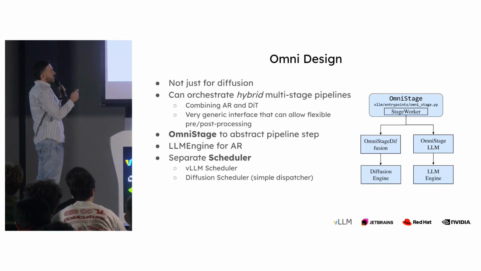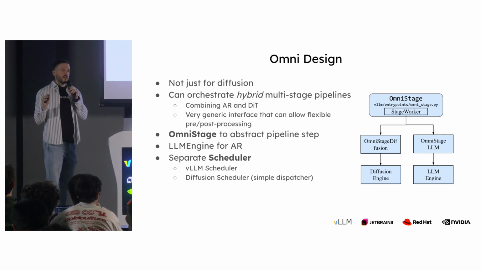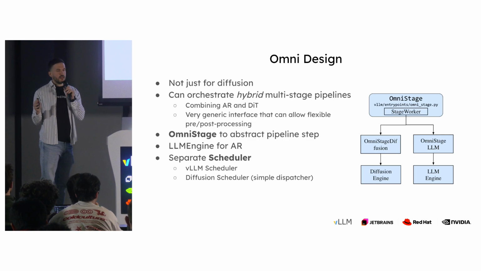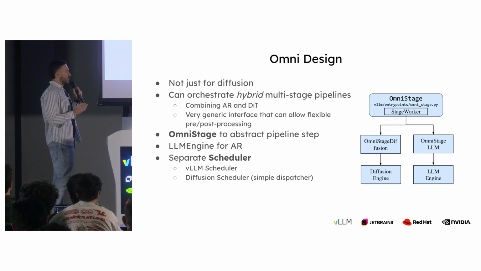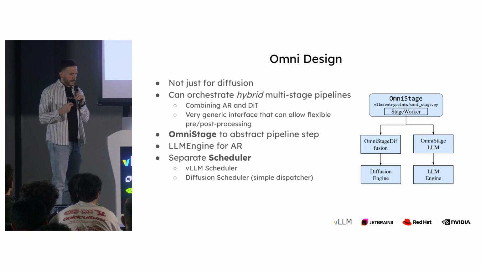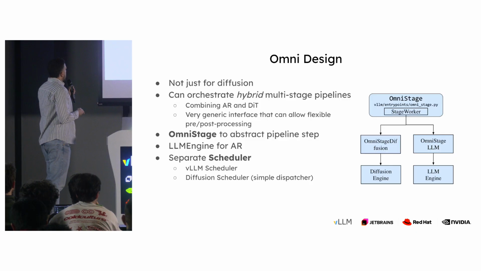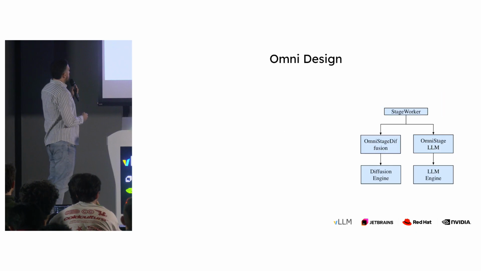If you're in a pipeline, and you're on the AR side, you're using the LLM scheduler with minor modifications, while on the diffusion side, the scheduler is currently very straightforward. It doesn't do any continuous batching. It will basically just take a single request and generate the diffusion output.